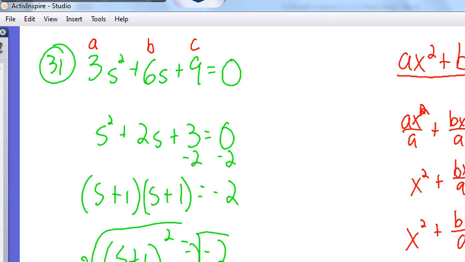Maybe let's write this a little bit differently so it doesn't look so strange. B over a times x. Whatever b divided by a is, that's what's being multiplied by x right now. That's true over here. This was b to start with. We divided b by 3, and now 6 divided by 3 is 2. 2 times x.